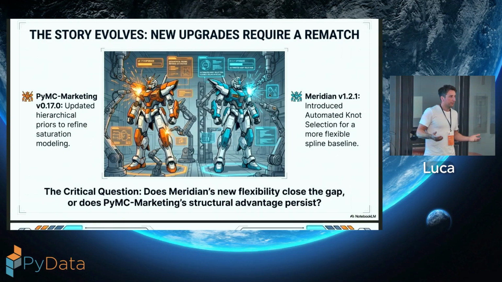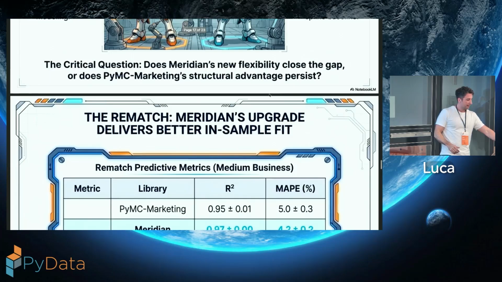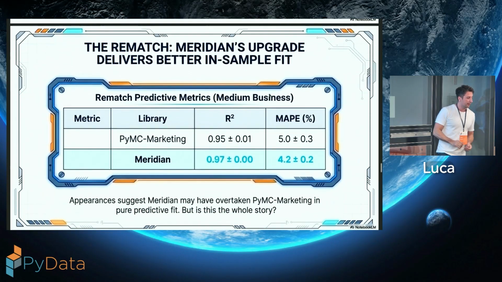And we didn't know how to set these parameters, so at the beginning of the evaluations, in the first case, we left it to the default that was suggested by Meridian. Now, in these new versions, they introduced something called automated knot selection, which should magically find the number of knots that's appropriate for your data sets. And to some extent, it does.